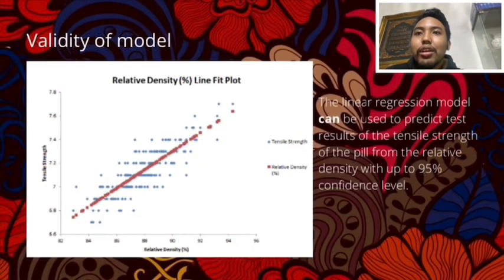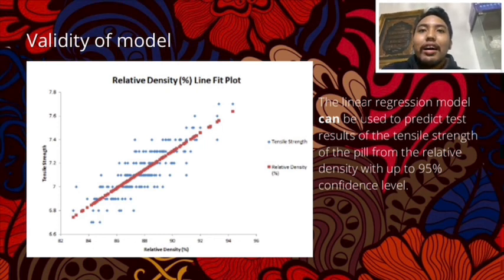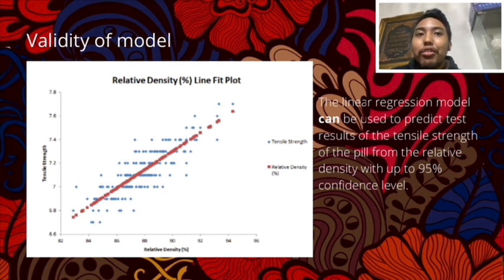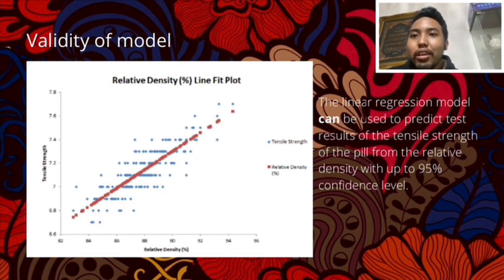Next, we want to talk about the validity of model. As you can see here in the slide, the relative density percentage line fit plot clearly shows an upward trend, which in this case can be used to predict test results of tensile strength of the peel from the relative density with up to 95% confidence level.